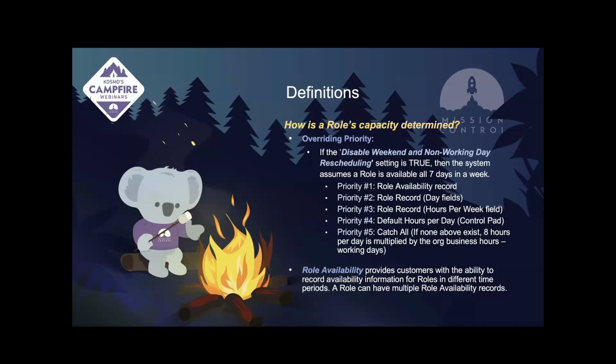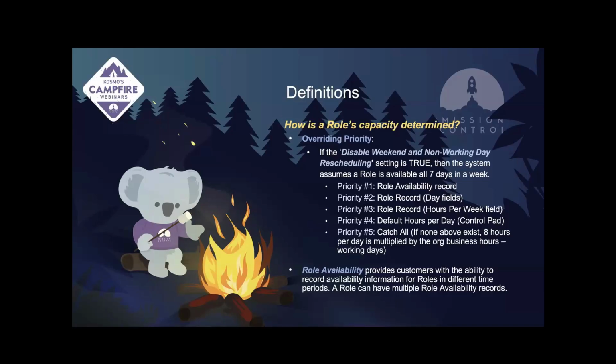you can have multiple role availability records, but there are specific fields you'll want to fill out, making sure there's a start and end date for each record. However, if you don't have those, then the second and third priorities are going to draw from the role record itself. If you have a role set at 40 hours a week on the hours per week field, you'll see that there are also day fields, Monday through Friday. You can set them to work maybe only Monday, Wednesday, Friday, or Monday through Friday, so you want to make sure to fill those fields out along with the hours per week.